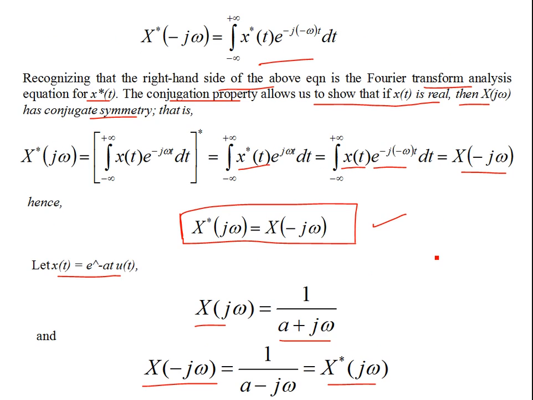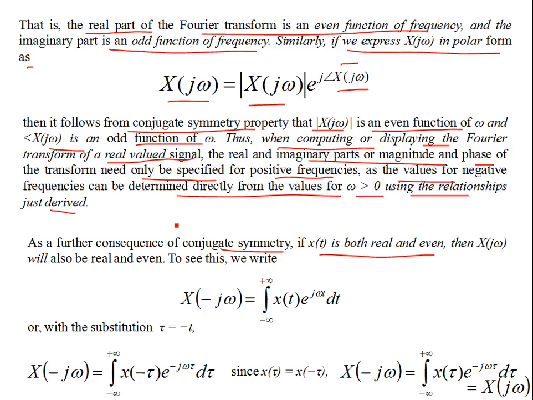Up until now we said that x(t) is real. What if x(t) is both real and even? It turns out that if x(t) is both real and even, as a consequence of the conjugate symmetry property, the Fourier transform is also conjugate symmetric. It's also real and it's also even. Then X(j omega) will be real and even.